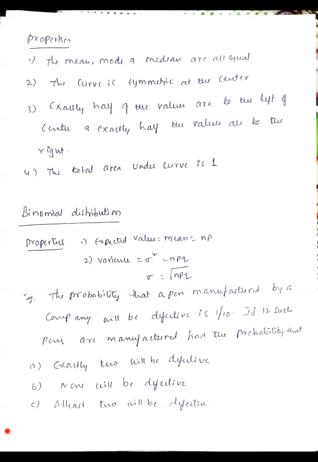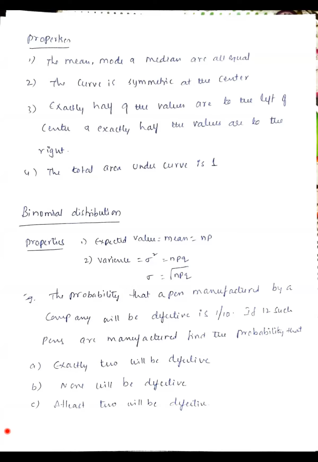Clear? That means equally distributed on both sides of this curve. Here are some properties of the normal distribution: the mean, median and mode are all equal. The curve is symmetric at the center, and exactly half of the values are to the left of the center and exactly half are to the right. The total area under the curve is 1.